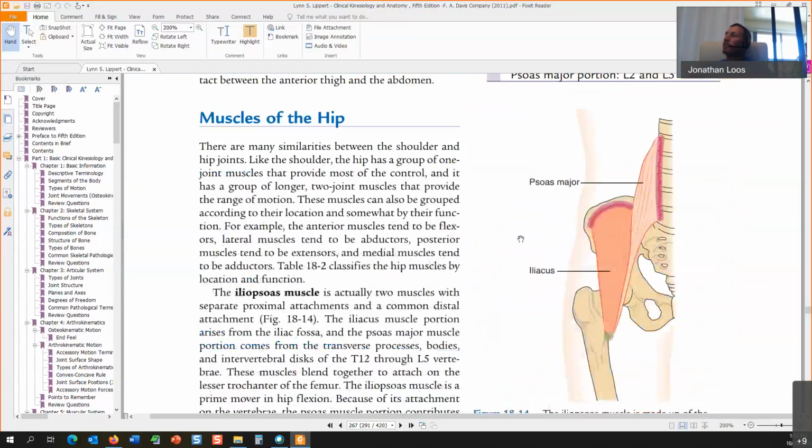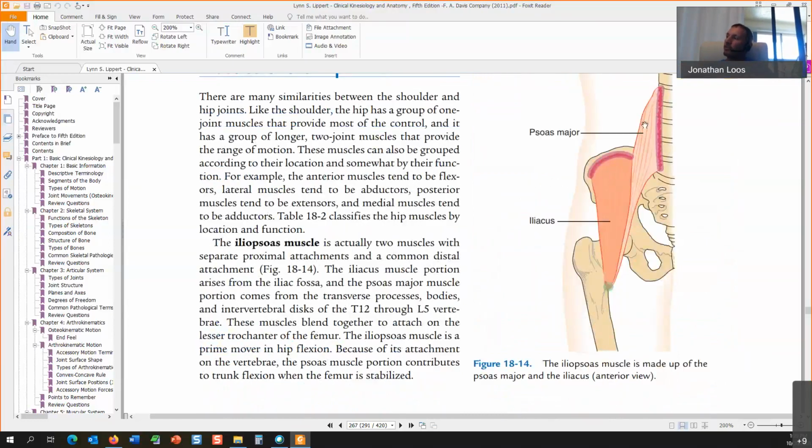The IT band. Okay, so cool. Here is your psoas, and you can see that originating at the lumbar spine here. And then here's your iliacus muscle that's originating on the internal surface of the ilium. Then they converge down into one tendon, and it attaches right there at the lesser tubercle.